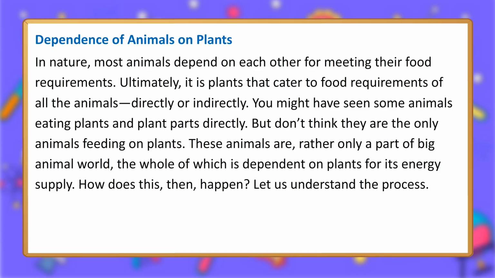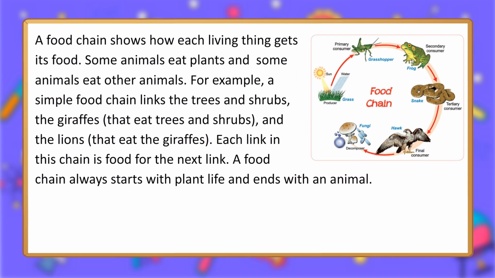These animals are, rather, only a part of the big animal world, the whole of which is dependent on plants for its energy supply. How does this, then, happen? Let us understand the process. Food chain. A food chain shows how each living thing gets its food.